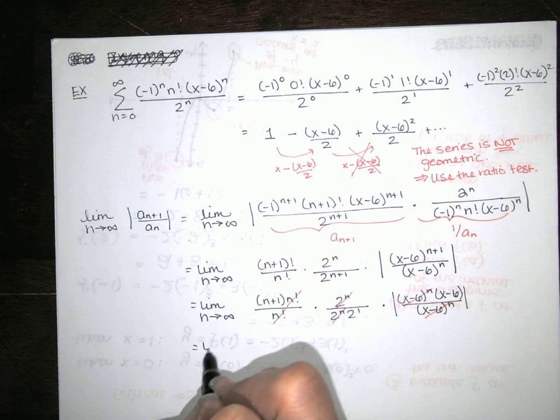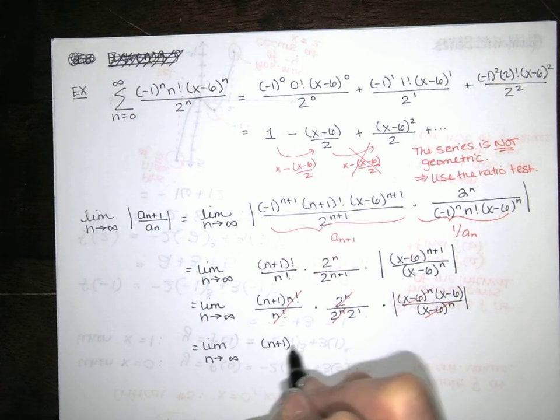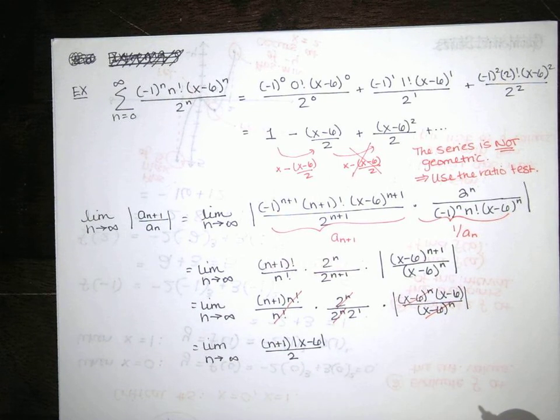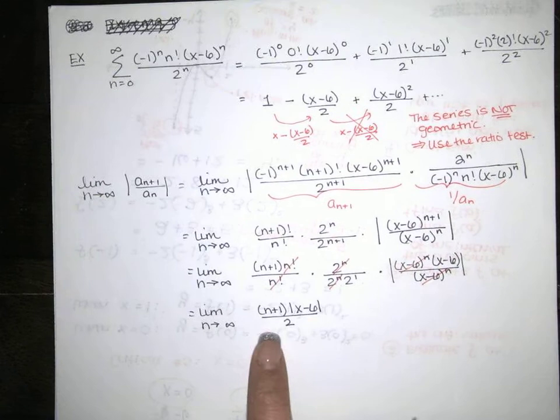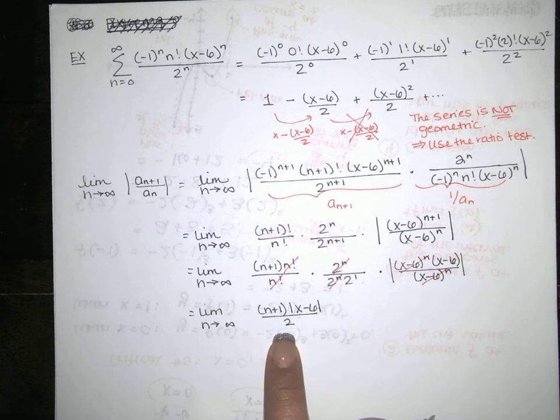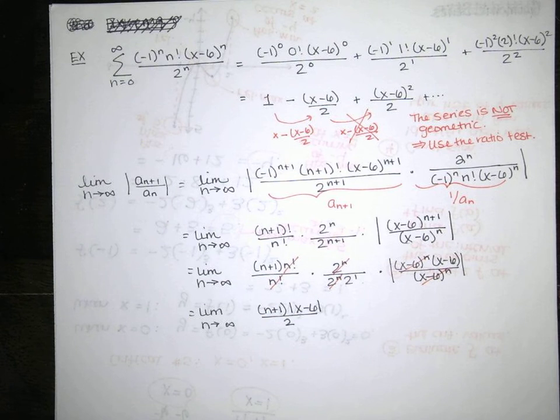And so you end up with the limit as n goes to infinity of n plus 1 times the absolute value of x minus 6 over 2. Now, x is just a number, and n is going to infinity. So most of the time, if x is just a number, this is a number times n plus 1 over 2. And as n goes to infinity, that's going to be positive infinity if the number is positive, negative infinity if the number is negative. But the limit does not exist.